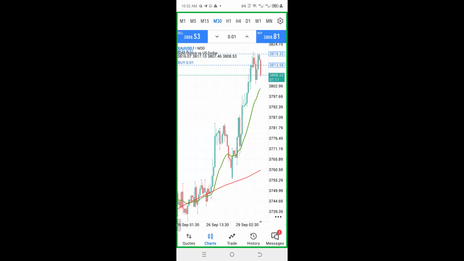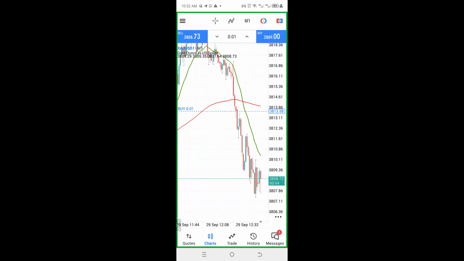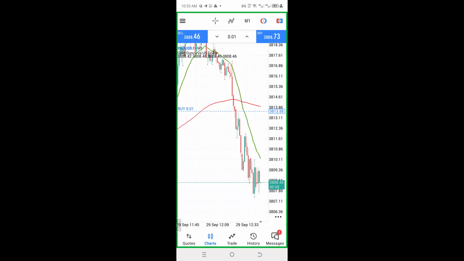Let me just go to the lower time frame and see what is happening in the market, if the market is ready to start picking up. All right. If I want to take 1 more position right here, I can do that, but I see that the market is still dropping.